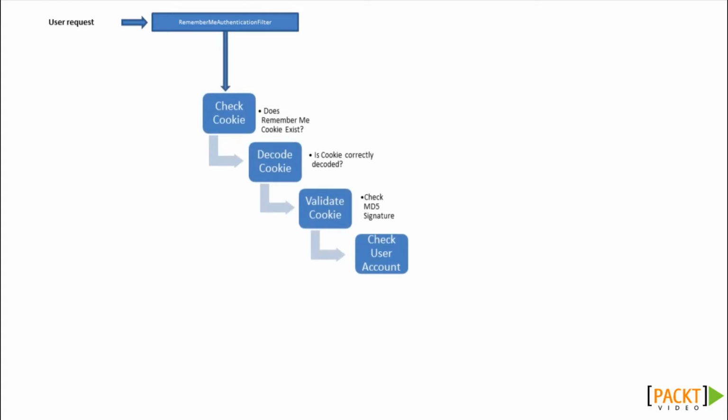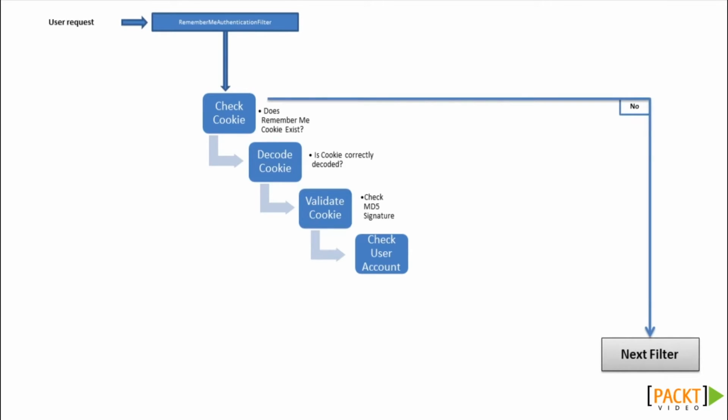Let's go through the high-level sequence of the authentication mechanism with Remember Me. First, a request comes into the server and the Spring Security filter chain starts executing. From the chain, we care about a specific filter, the Remember Me authentication filter. The first step checks if the Remember Me cookie exists in the request in the first place. If it doesn't, then the filter doesn't do anything else and the execution moves to the next filter in the chain.